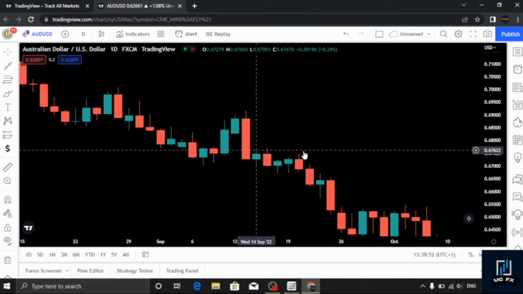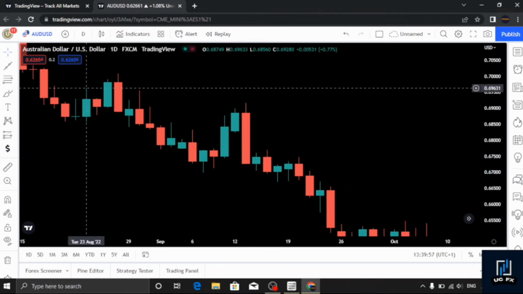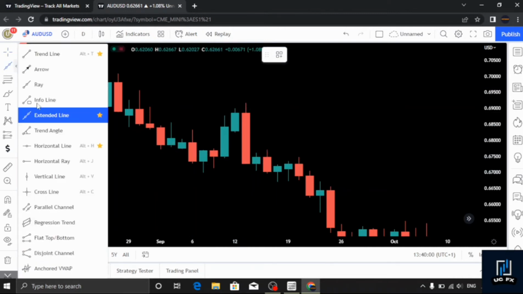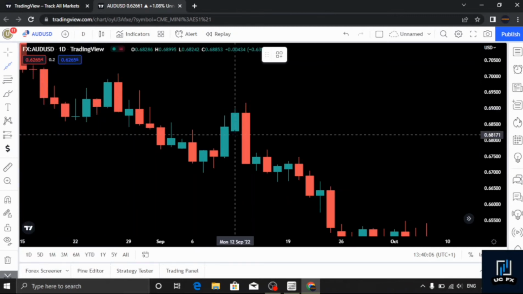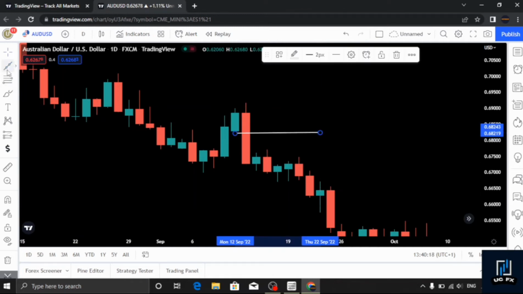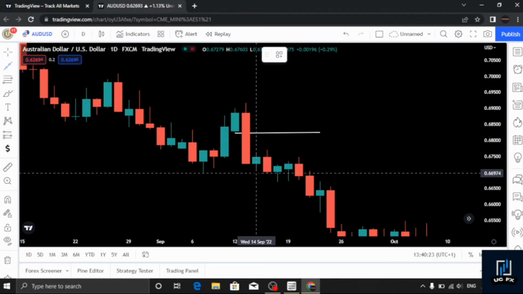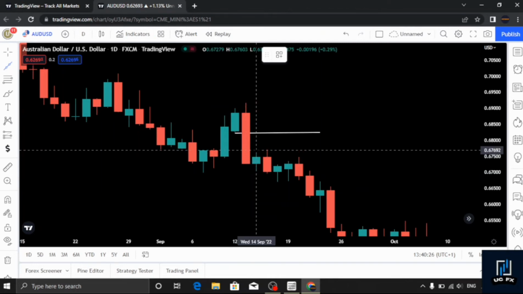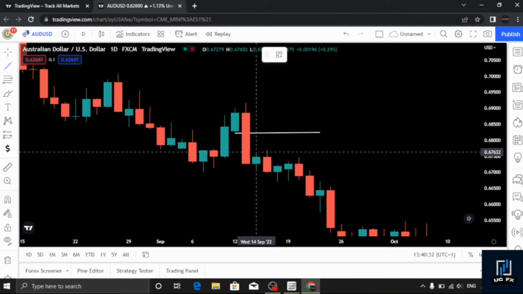So how can you identify these imbalances? After seeing these impulsive moves, you want to be marking out the opening or close of the previous candle. As you have here, you have our green candle, so this is our opening price. So we mark out the opening price, and then we mark out the closing price of the next candle, because this is a green candle. We're going to be marking out the close of the red candle. If it's a red candle, you're going to be marking out the opening.